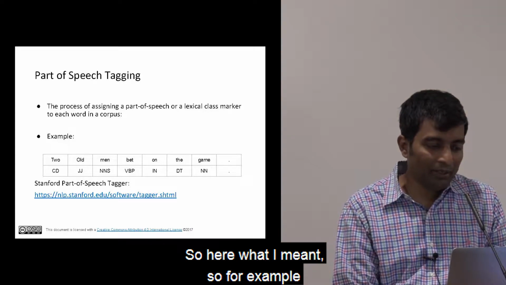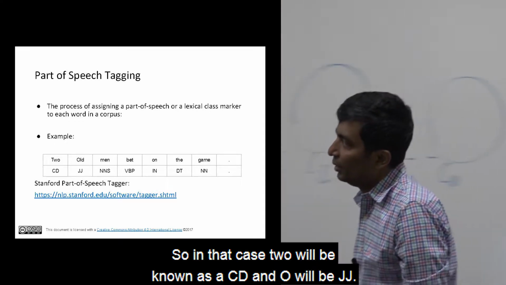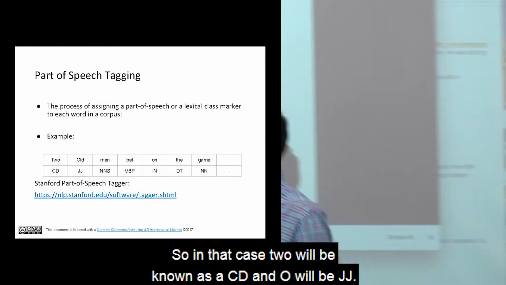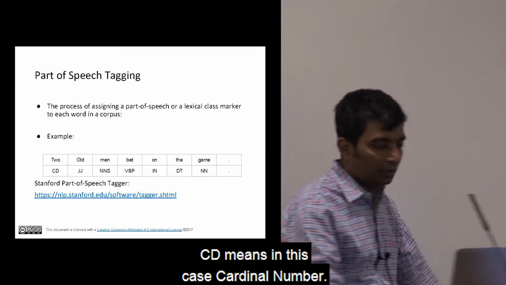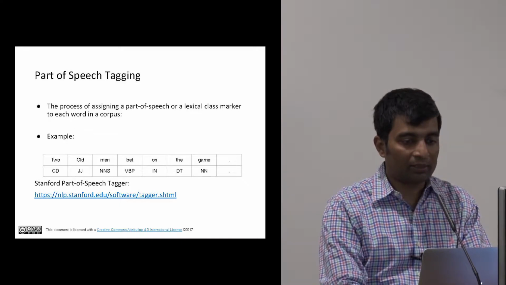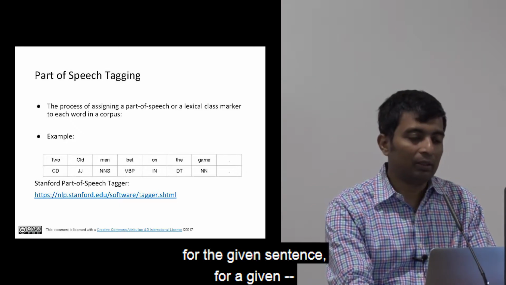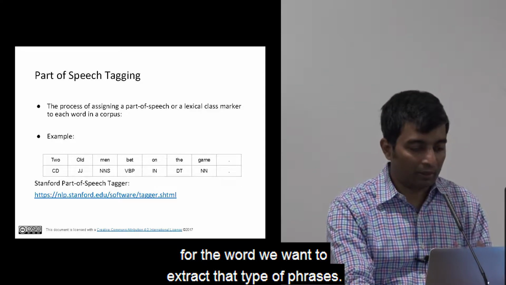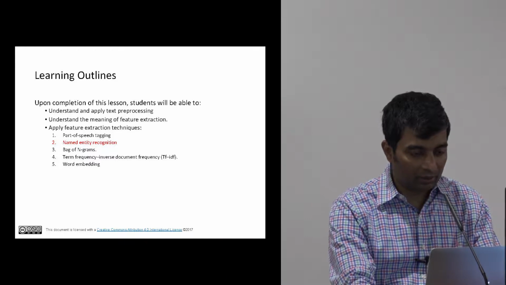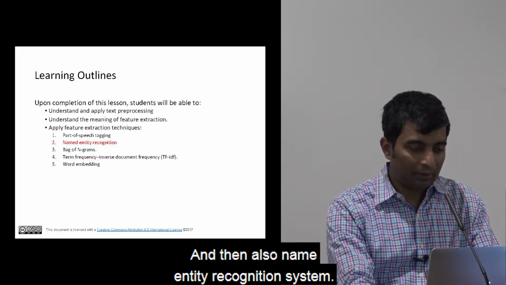So here what I meant, say for example, if I have a sentence like this, in that case 2 will be known as a CD and old will be JJ. What does CD mean? CD means, in this case, cardinal number. That way we come up with the tag for a given sentence. For a word or a phrase, we want to extract the tag.